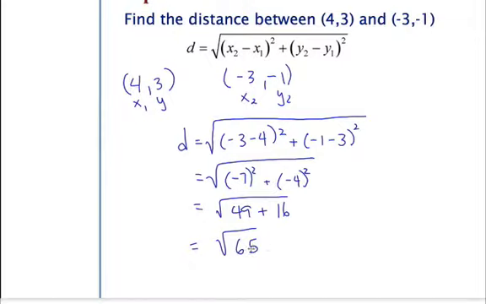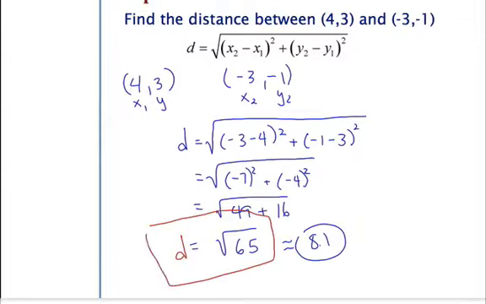I'm not sure exactly what that is, but I know it's a little bit more than 8 because the square root of 64 is 8. So I'm just going to guess maybe about 8.1 or something. That's the approximate distance. The actual distance would be the square root of 65. And you can use a calculator to approximate these decimal values for the distances.